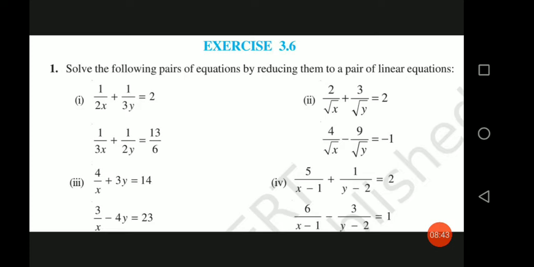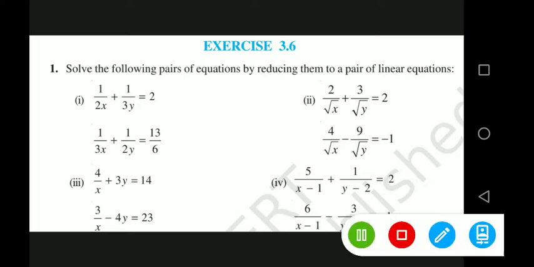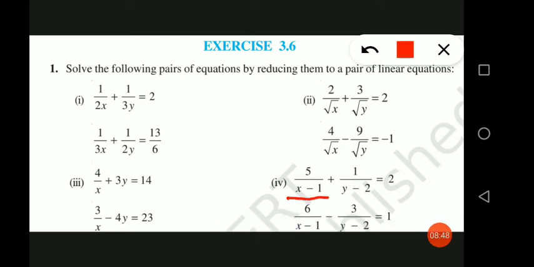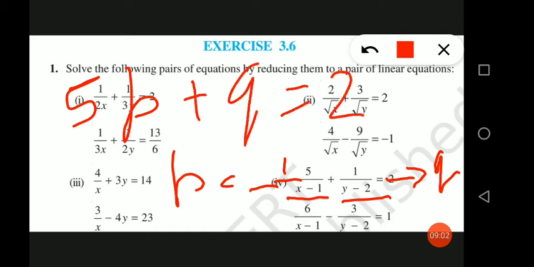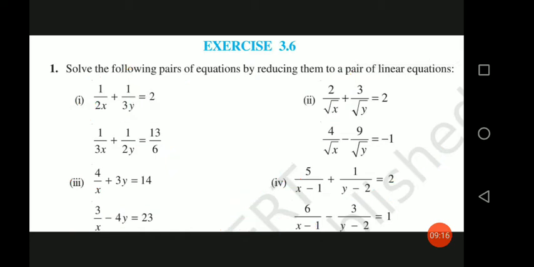Now the next part: we will take 1 by x minus 1 as p, and 1 by y minus 2 as q. So it becomes 5p plus q is equal to 2, and 6p minus 3q is equal to 1. So in this way we have to substitute the terms or substitute the variables.